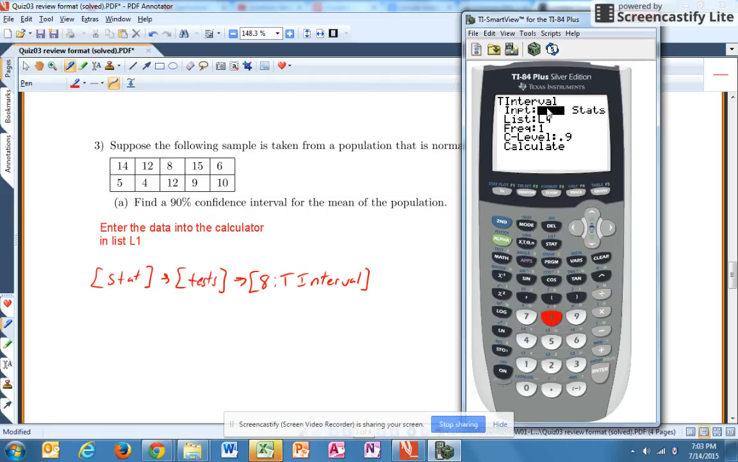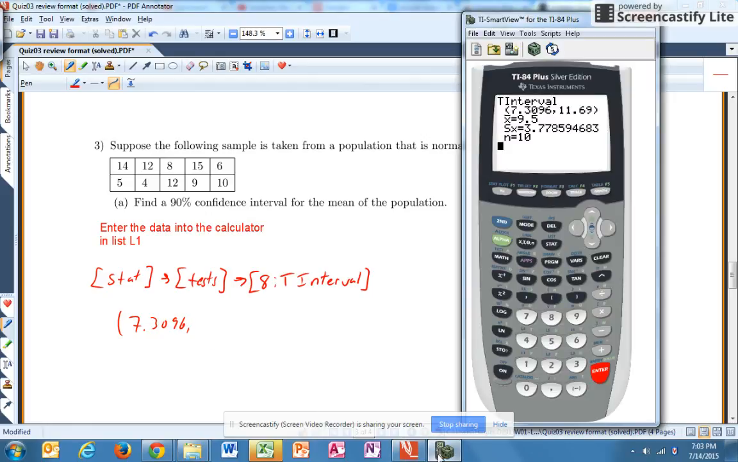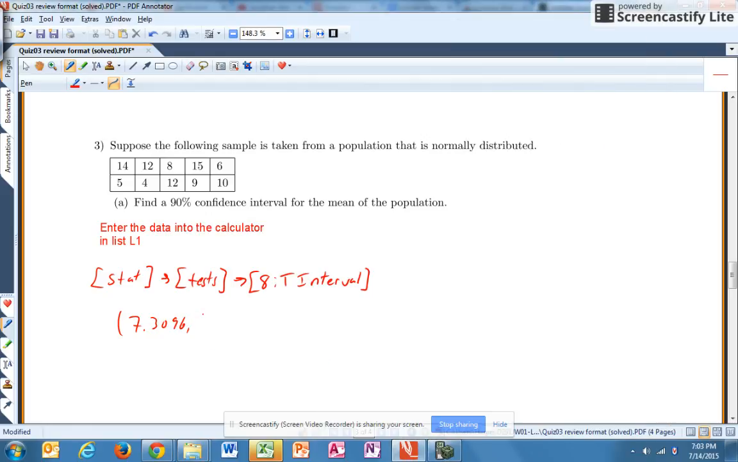Okay, and same idea, make sure that our input is data. The list that we entered in is list L1. Frequency should always be 1, and our confidence level is 0.9, and we can hit calculate, and there's our interval, 7.3096 to 11.69.